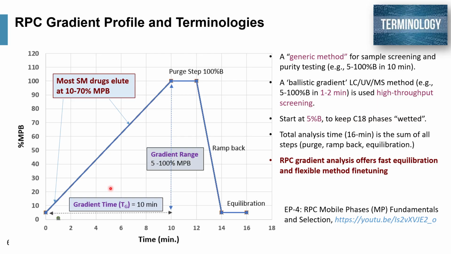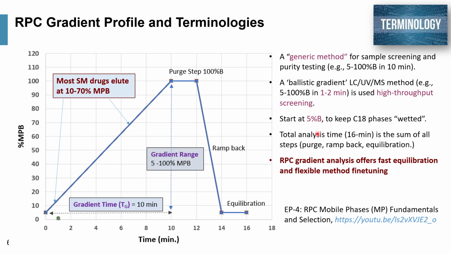If a drug is too hydrophobic, it would not be a good orally available drug candidate. Typically, we have a first step at very high mobile phase B, and then a ramp back and equilibration. The entire assay time shown here of the complete cycle is 16 minutes. So once again, this is a generic gradient method for sample screening. For instance, 5 to 100% B in about 10 minutes.